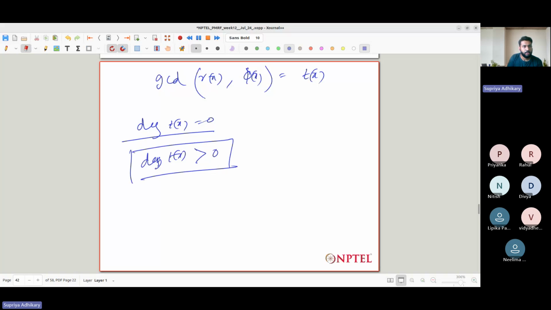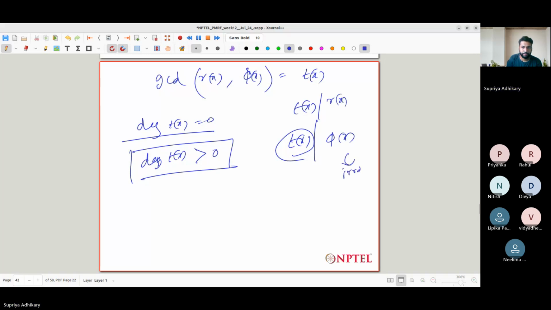Okay? And then that will imply that T(x) divides phi(x) and T(x) divides R(x). Right? But that is not possible because T(x) is a non-constant polynomial that divides phi(x), but we have assumed that this phi(x) is irreducible. And therefore, this T(x) polynomial cannot be a polynomial with degree greater than 0. So this is not true.